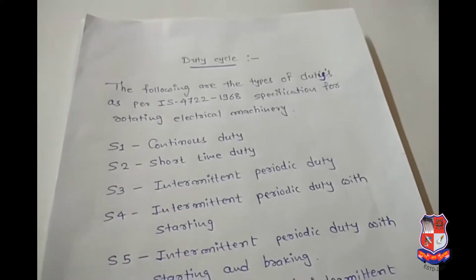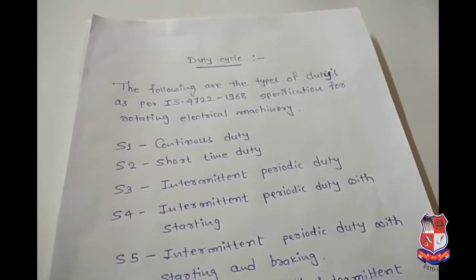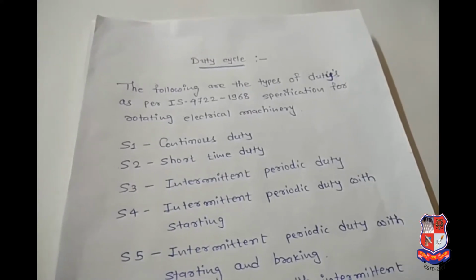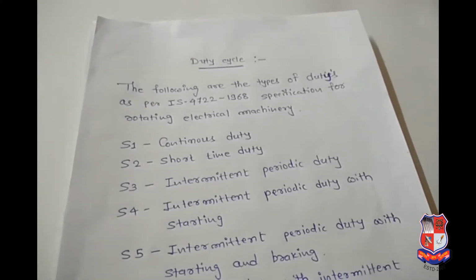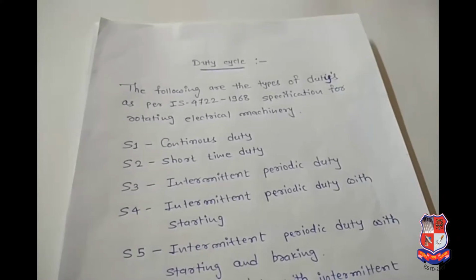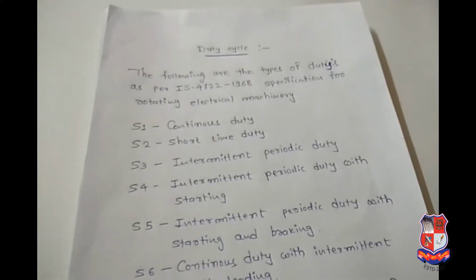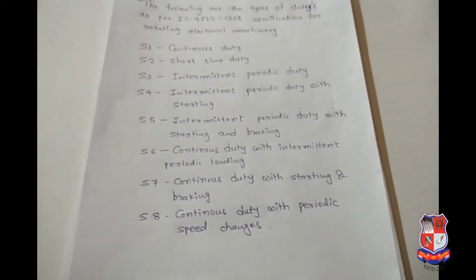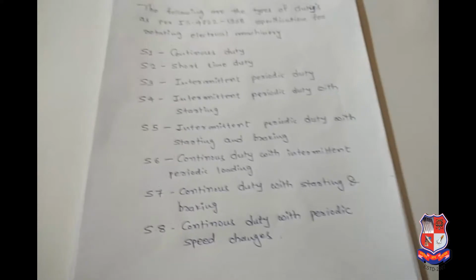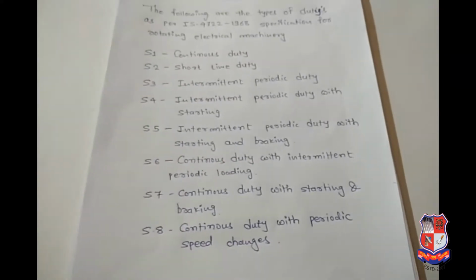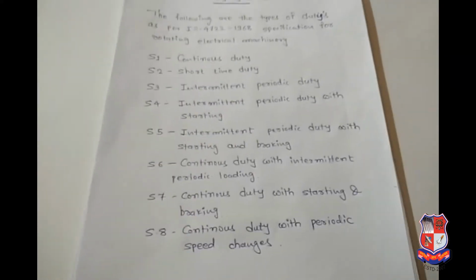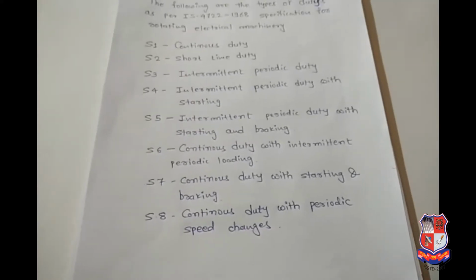According to the duty cycle as per IS 4722 1968, some duty cycles are specified for electrical rotating machinery. In total, 8 types of duties are specified for electrical machinery. Just to name them, the first one is known as continuous duty. This is known as S1.